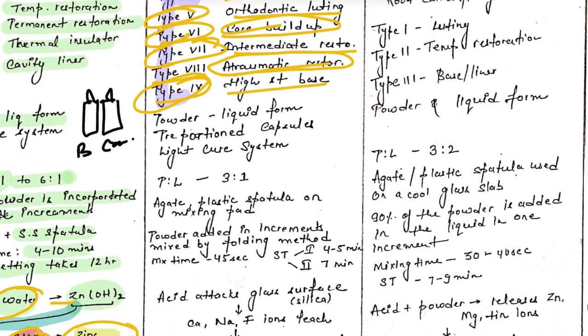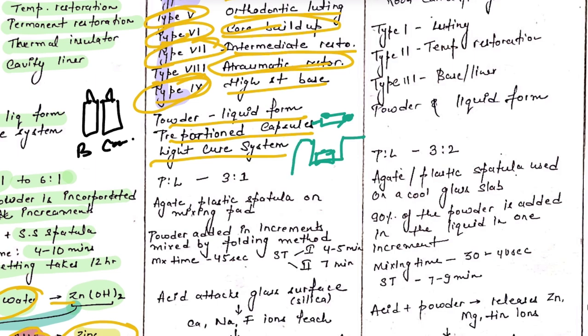Okay. Coming to the mode of supply, that is powder and liquid form and pre-proportioned capsules, similar to zinc phosphate. Again, it comes as a light cure system as well. So if you have studied composite resins, you would know this. If you haven't, light cure is something where you just take the cement out of a tube like an injection, right? You take it out bit by bit, you place it in the cavity.